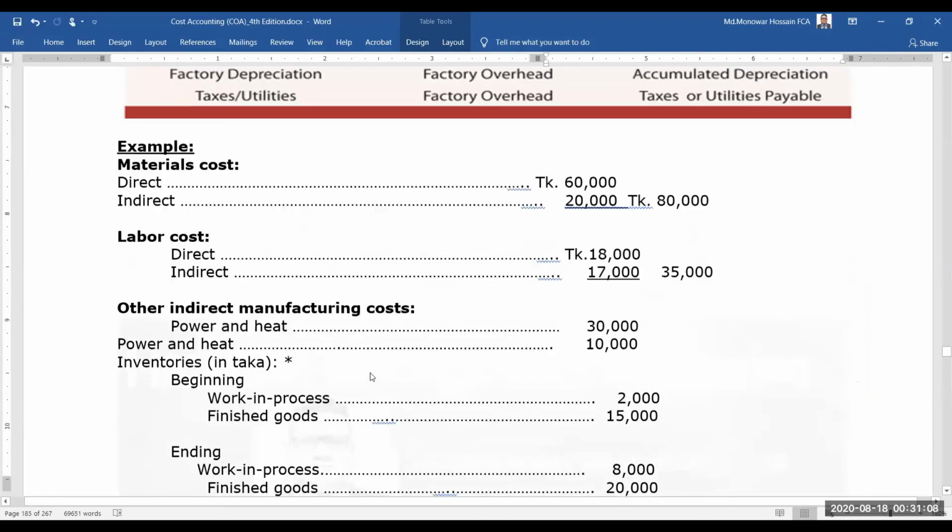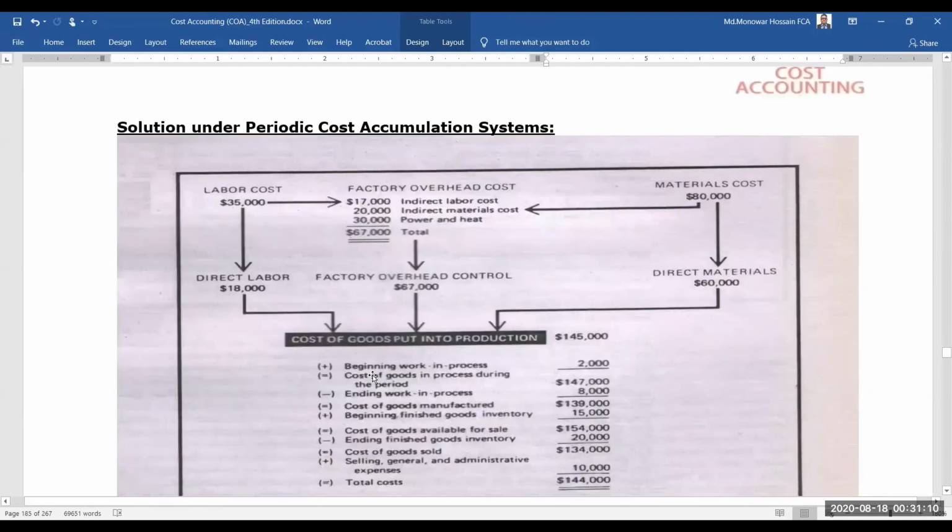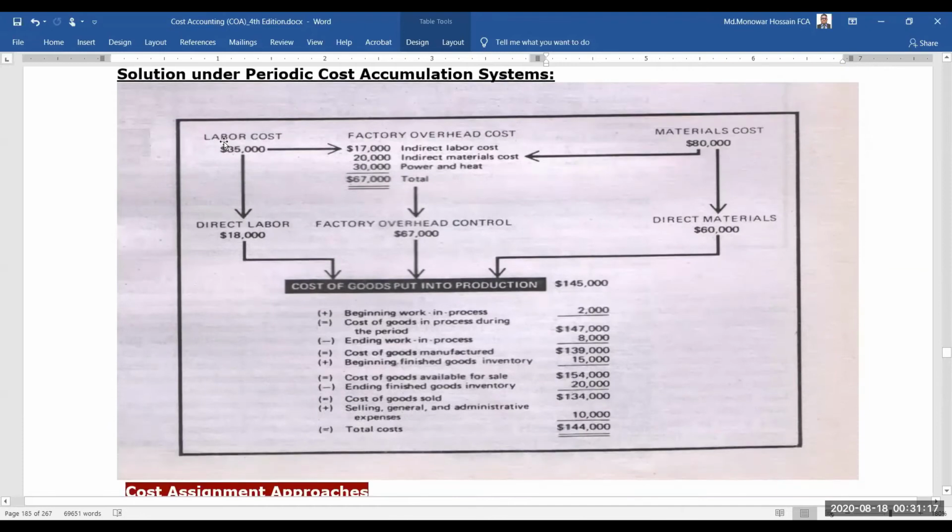Based on this data, if we put here the periodic cost accumulation system, if we put all data here, then we will get here cost of goods input, that total cost of 1,44,000, and just do it in your notebook.